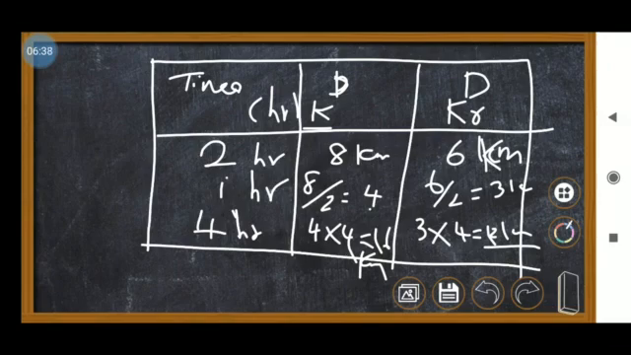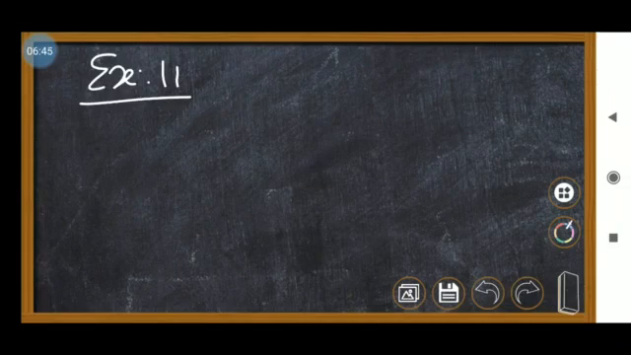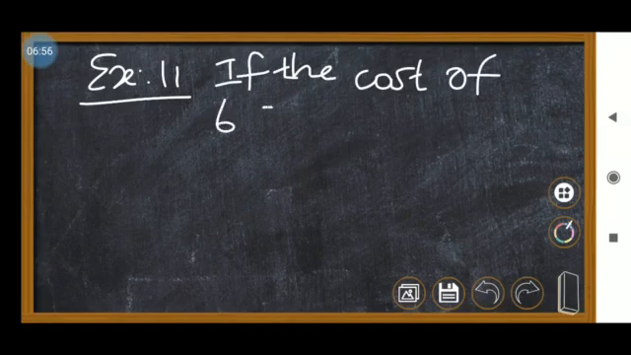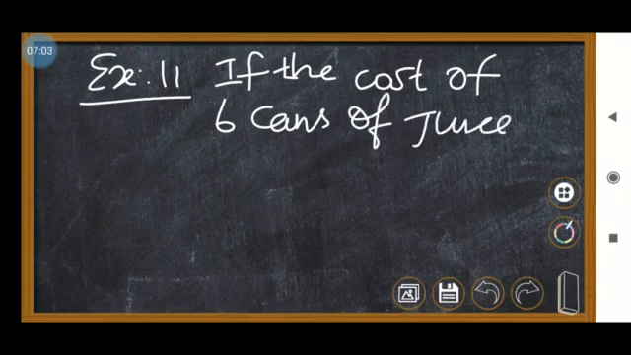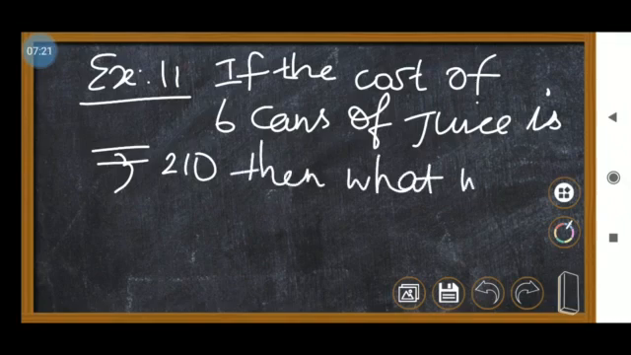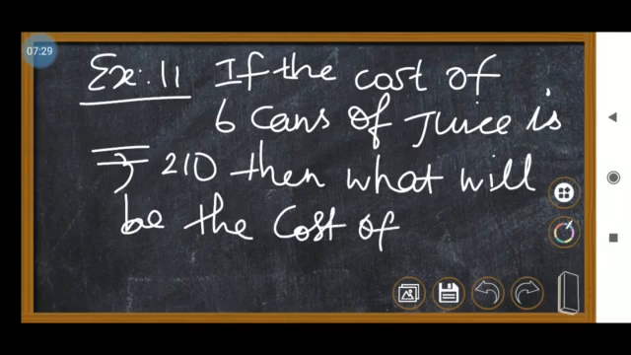Just see example 11. In example 11, if the cost of 6 cans of juice is 210 rupees, then what will be the cost of 4 cans of juice?